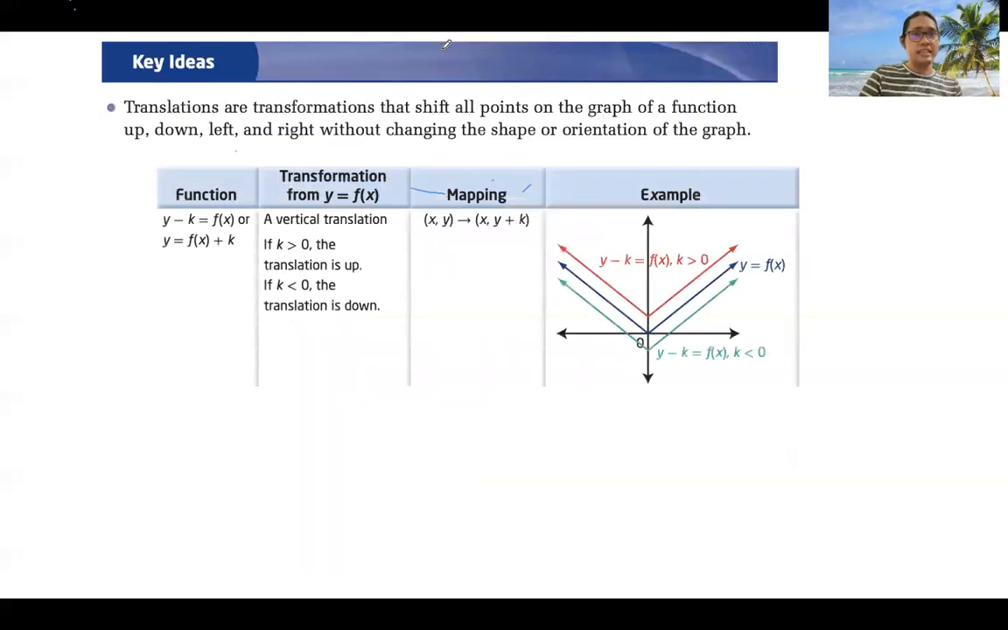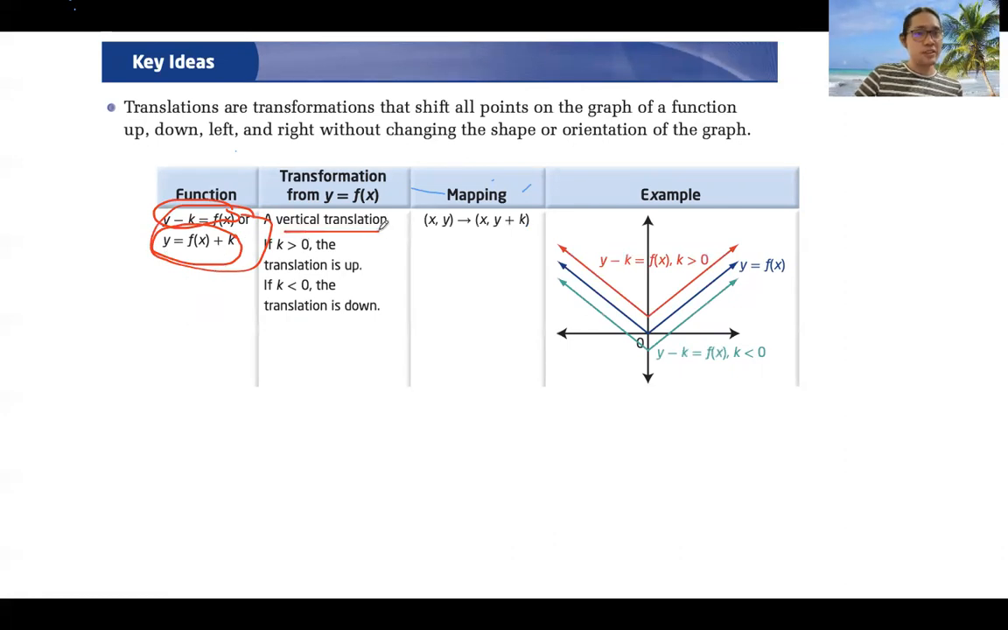Of course, the key ideas in here. Translations are transformations that shift all points on the graph of a function up, down, left, and right, as I mentioned a while ago, without changing the shape or orientation of the graph. As you can see, you have two forms in here. This one is for the vertical translation, and this one is for the horizontal translation. Okay, so I hope we are clear. These two forms are both vertical translations. Again, this is a vertical translation.